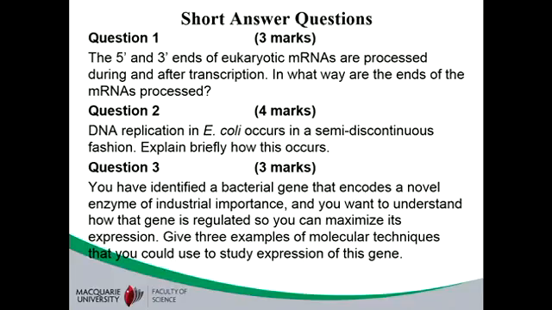This first one: 5' and 3' ends of eukaryotic messenger RNAs are processed during and after transcription. In what ways are the ends of the messenger RNAs processed? All I'm looking for there is for you to say that there's a 5' methylated cap and that there's a 3' poly-A tail. Tell me that. That's probably 4 marks. You don't need to write a half-page essay elaborating on the pathways of how that's done. I'm not asking for that. If you want to provide a little more information, that's probably not a bad idea.